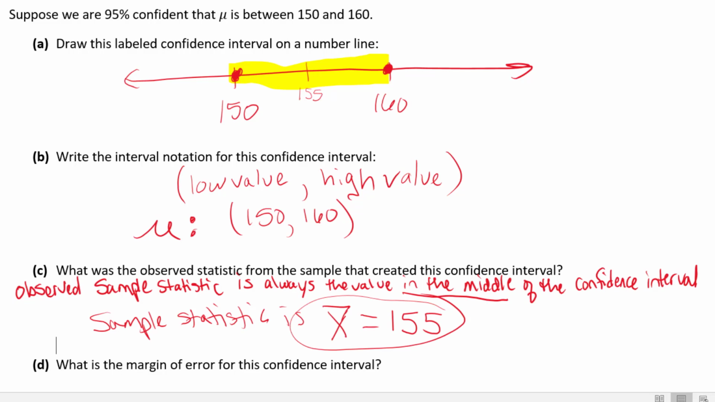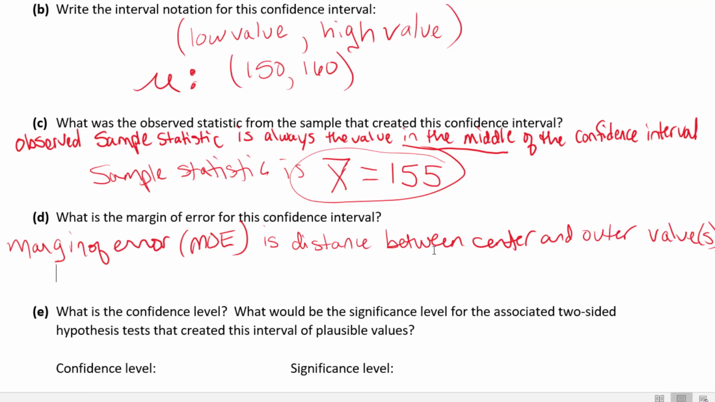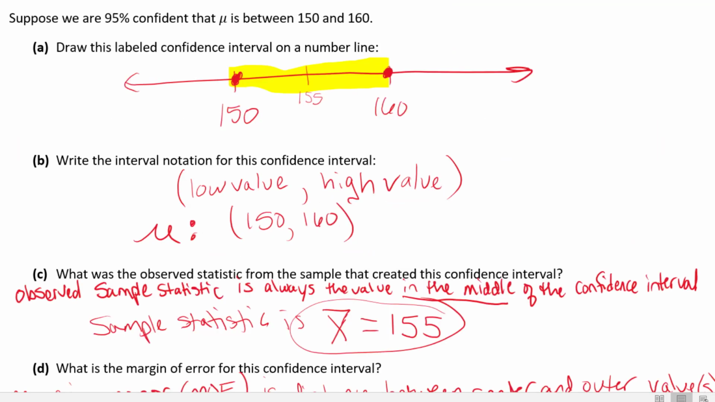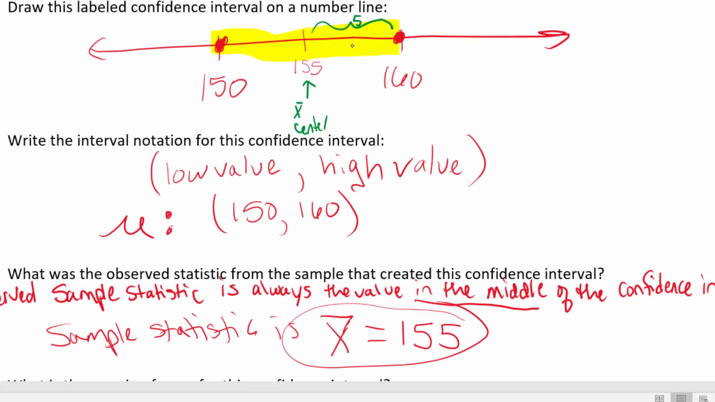It then asks us to identify the margin of error for this confidence interval. The margin of error, which we often write as MOE, is just the distance between the center and the outer values of your confidence interval. So on our labeled drawing, the center is x bar equals 155, and the distance from that center value up to the outer edge of the confidence interval is 5, and that is the margin of error. Alternatively, you could go the other direction. The distance from the center to the lower end of the confidence interval is 5, which is the margin of error.